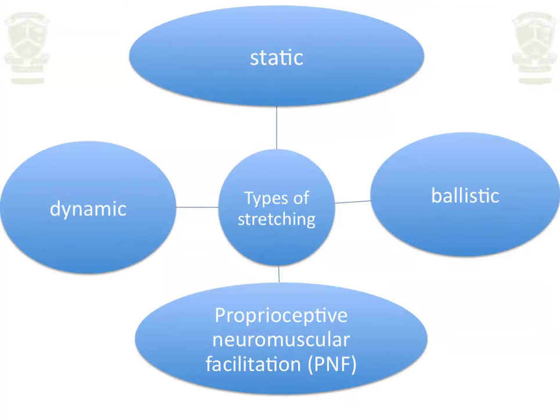When we talk about flexibility training, we know there are 4 different types of stretching. We can see it on the screen here. We have static, we have dynamic, we have proprioceptive neuromuscular facilitation, otherwise known as PNF, and we have ballistic. And we're going to go through each of these 4 areas now and have a look at how they operate.